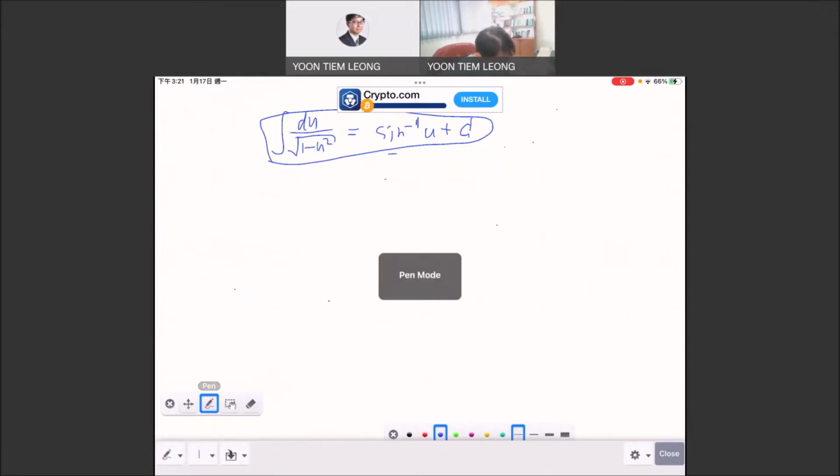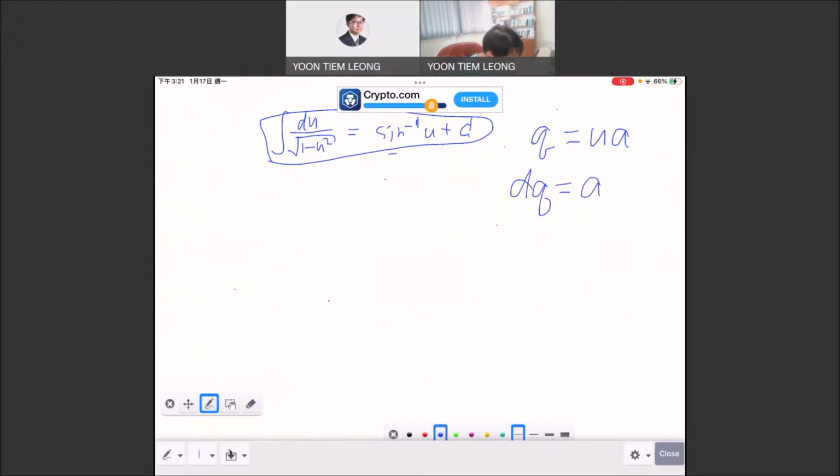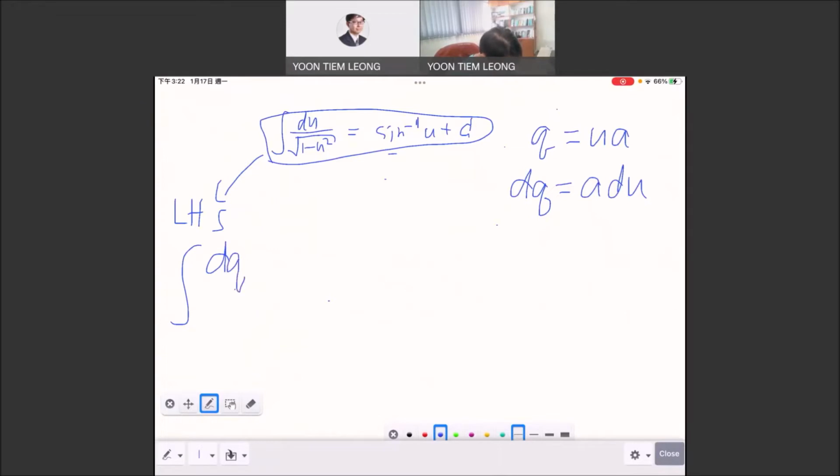Okay, so let me introduce q. Instead of u over a, I'll call this ua, right? That will make dq equal to the constant a du. So this is just the introduction of a new variable, multiplying the variable u by a constant a. So on the left hand side, du would then be equal to dq, with a factor of a, divided by 1 minus u squared. So u is just q over a.